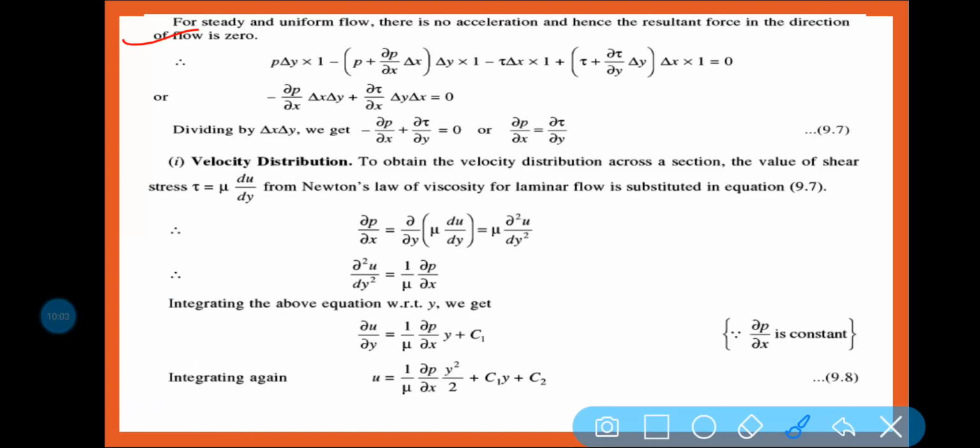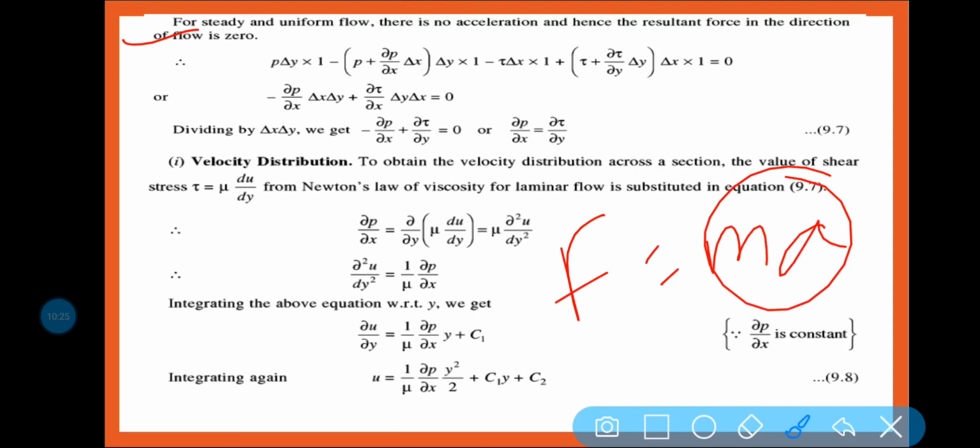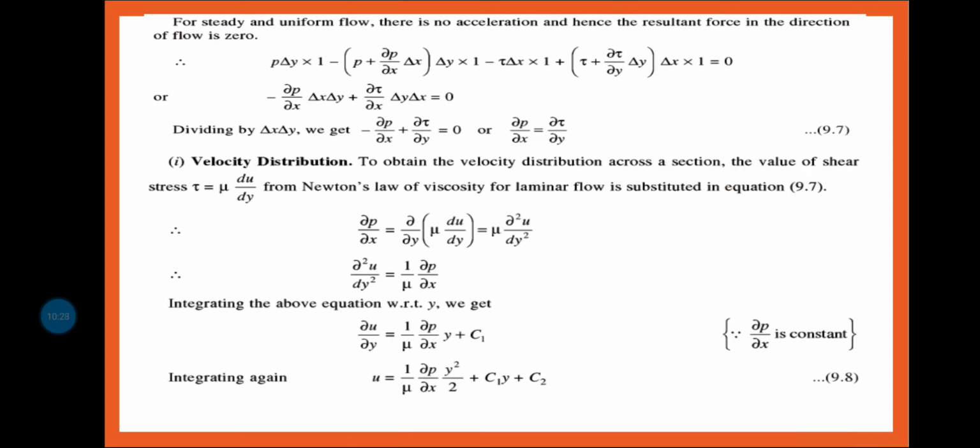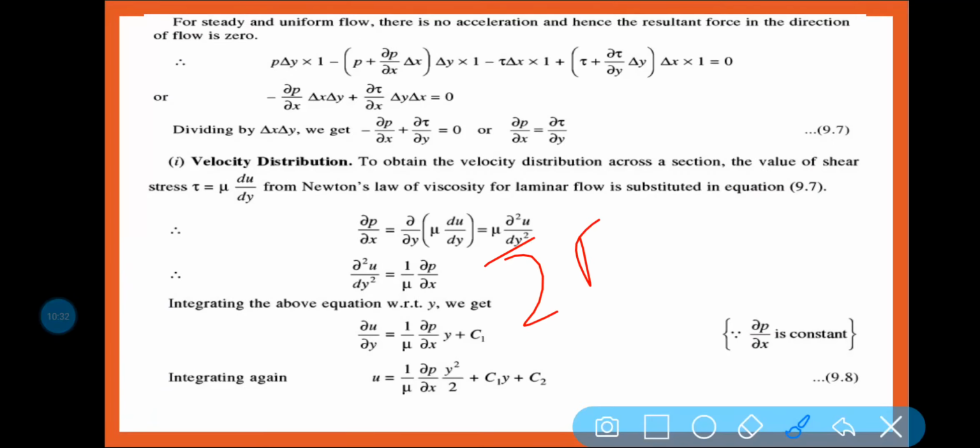What is the calculation? For steady and uniform flow there is no acceleration, and hence the resultant force in the direction of flow is 0. For steady or uniform flow there should not be any kind of acceleration. Force is equal to mass into acceleration, so that part will be 0 because there is no acceleration. So only the summation of F, that is the force summation, is equal to 0.